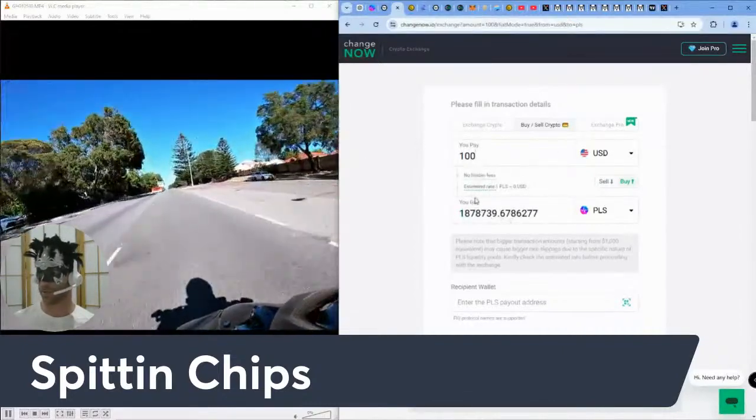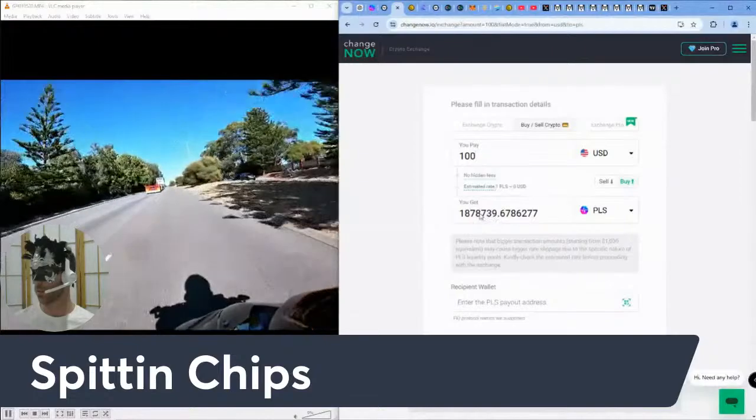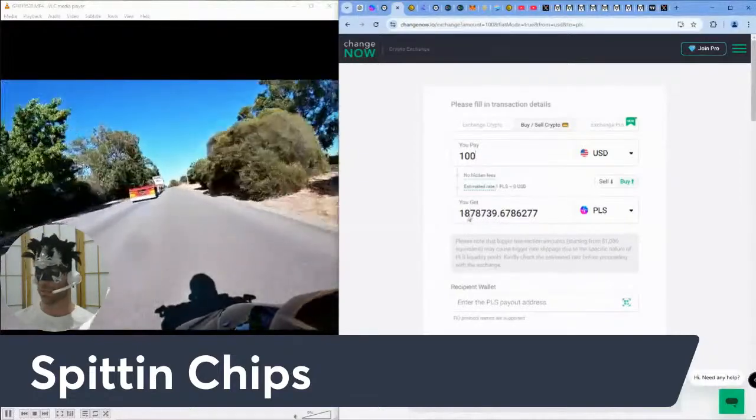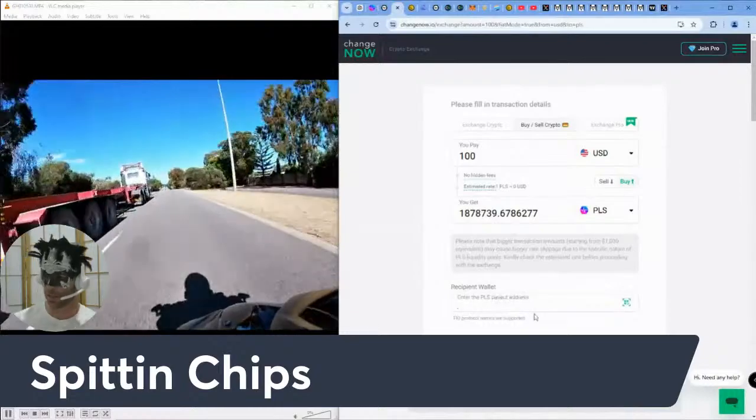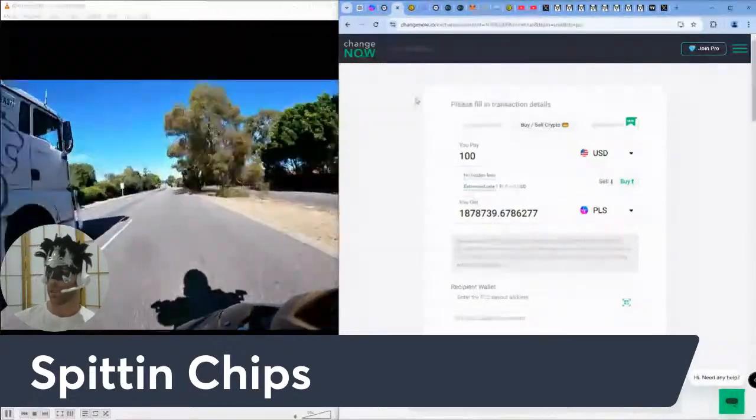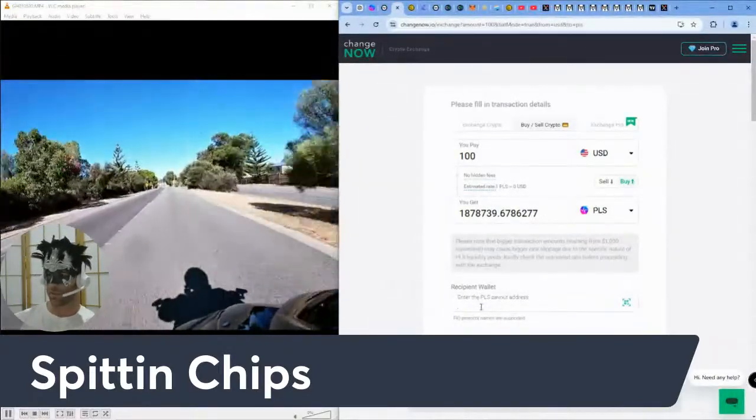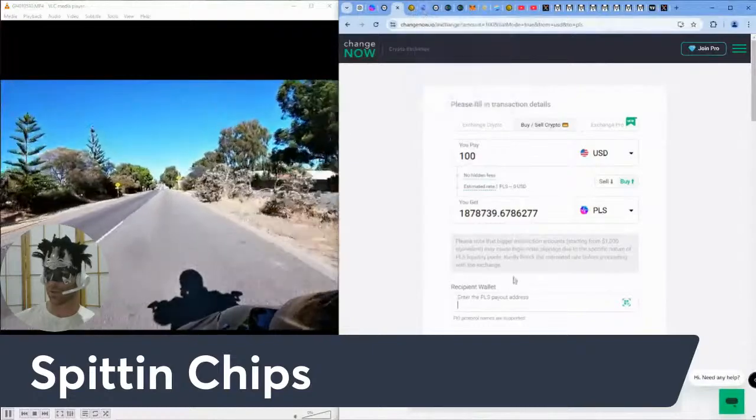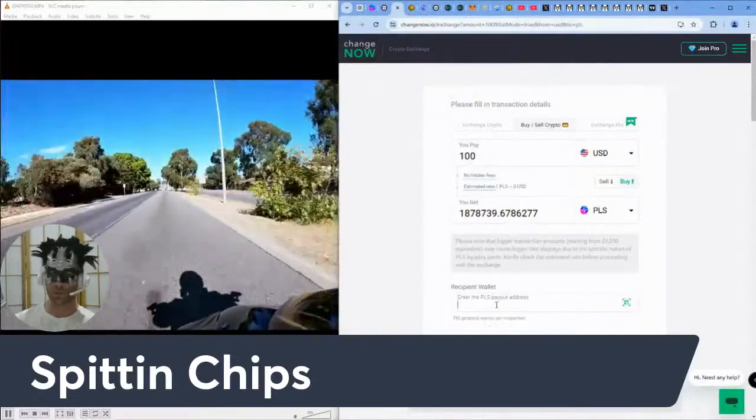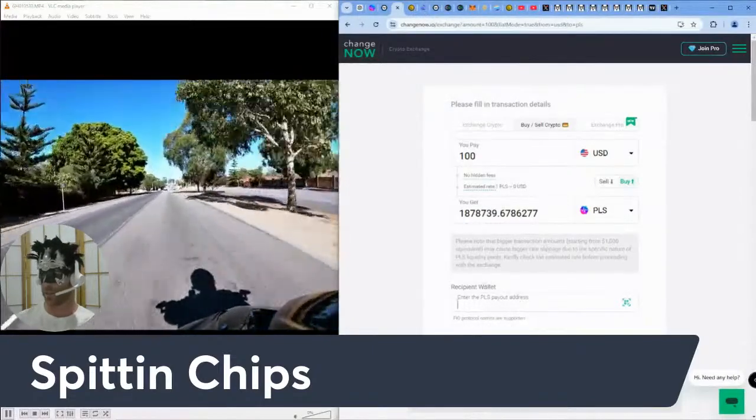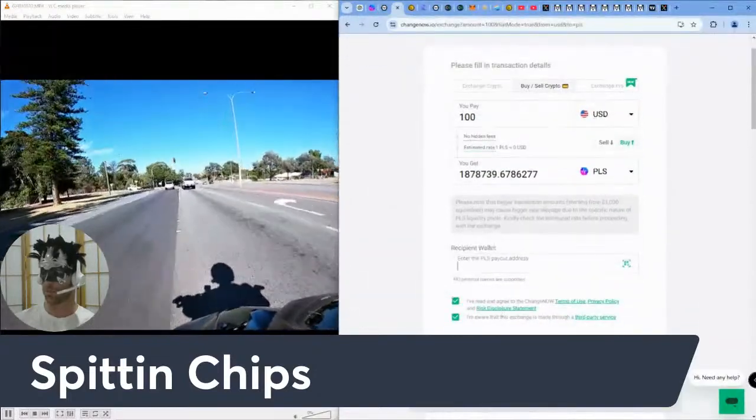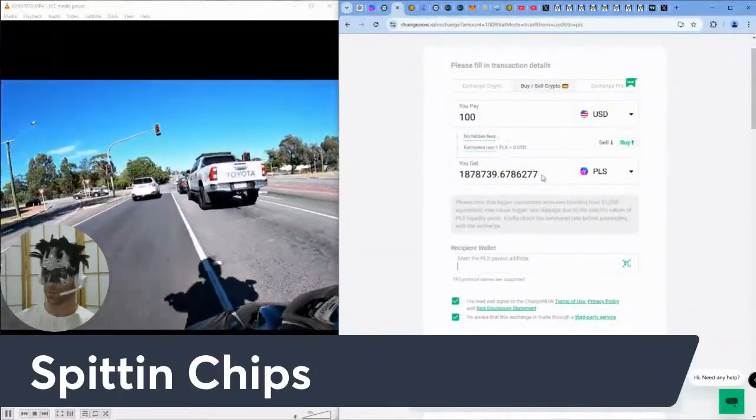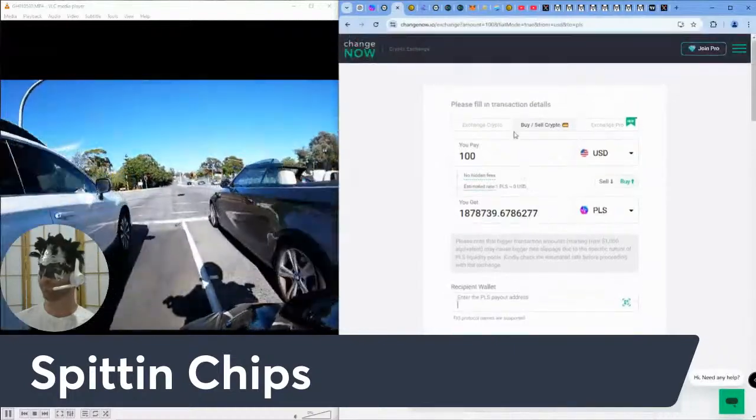There we go. For $100, you'll get 1.8 million Pulse, and then you add that to your wallet. Now you're saying, okay, I haven't had Pulse before. Now with the wallet, it's going to give you an address on the PulseChain, so you need to put that here. And you're going to go through the terms and conditions, do your credit card, all those details, and boom. That's how you get your Pulse, the quickest way to do it.